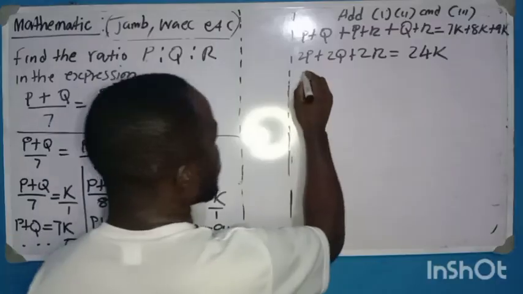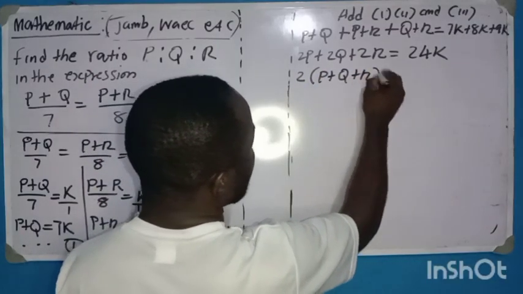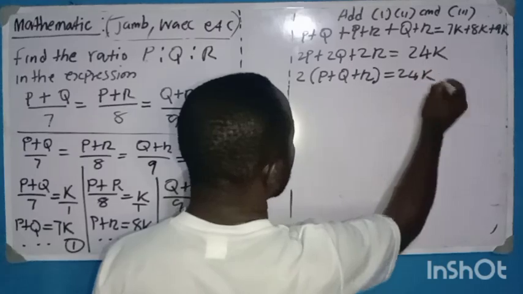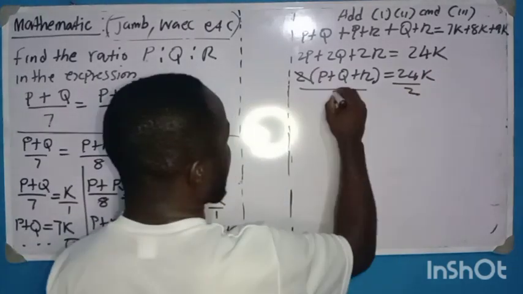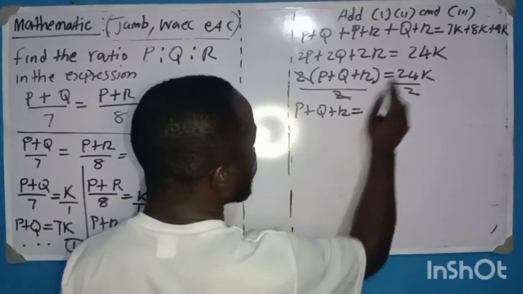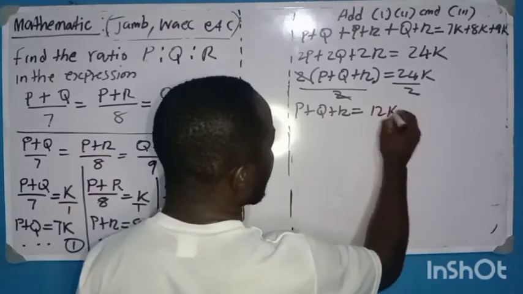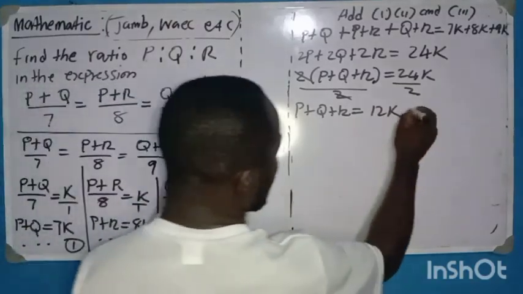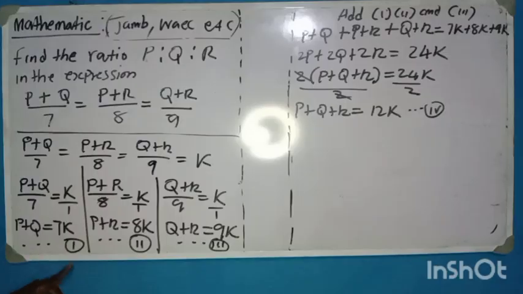Now from here, you see that you have 2P, 2Q, 2R. So we can simplify this equation to be 2 into the bracket of P plus Q plus R equals 24K. From here, you can say that 2 will divide through this. So that 2 will cancel 2, and P plus Q plus R will be equal to 24K over 2. That is going to give us 12K, right? Now, call this equation 4. We have got equation 1, 2, 3, 4.